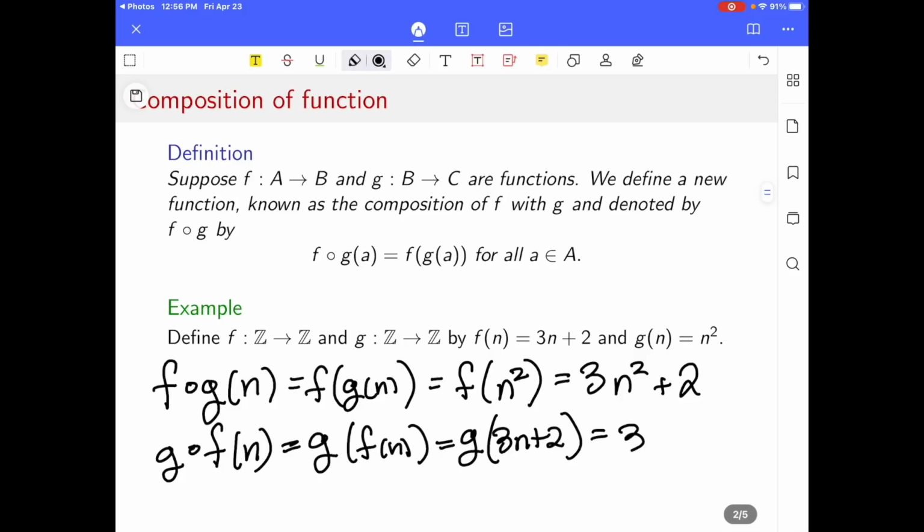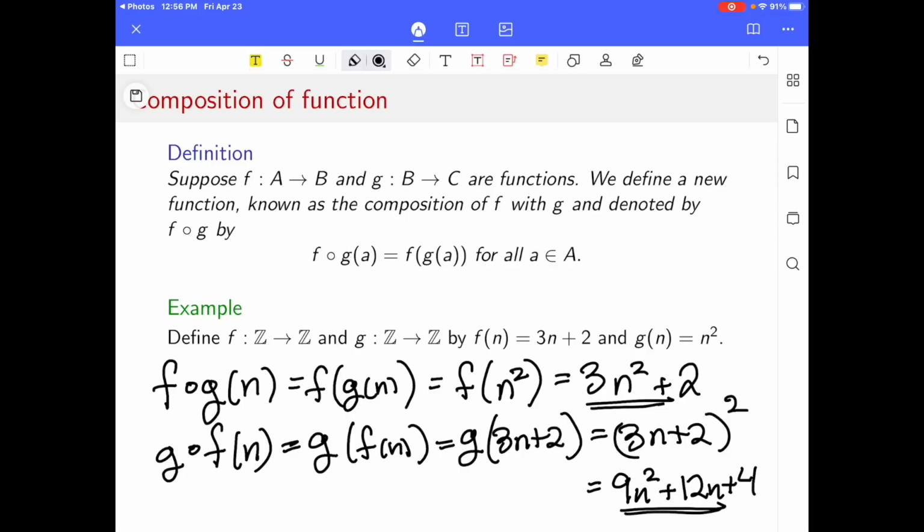But that's going to give us (3n plus 2) quantity squared. But now we could multiply this out if we wanted to. We would get 9n squared plus 12n plus 4. But now clearly this 3n squared plus 2 and this 9n squared plus 12n plus 4 are not equal for all values of n. So here we've got that the composition of functions is not commutative. Okay, let's look at another example.